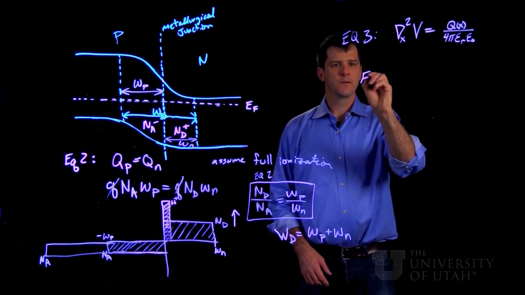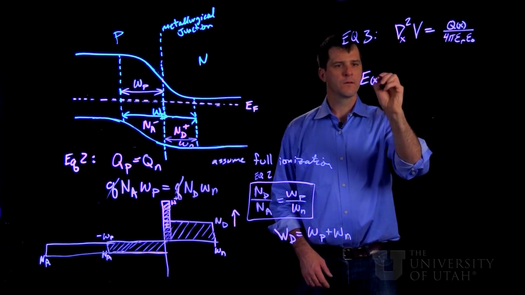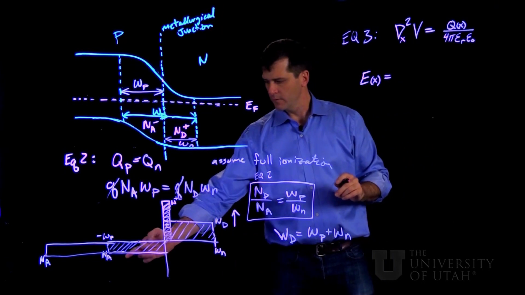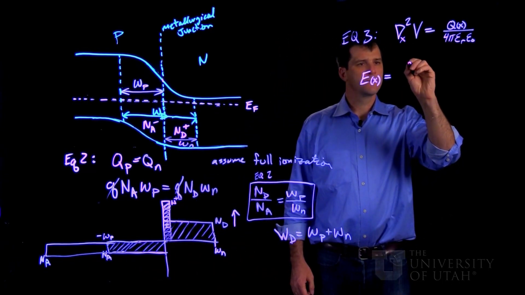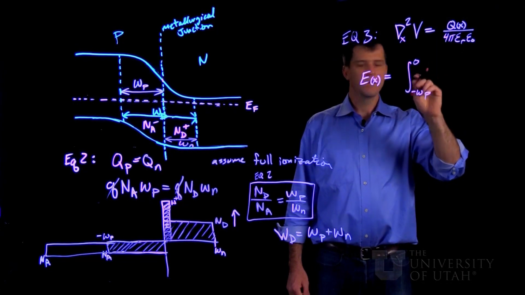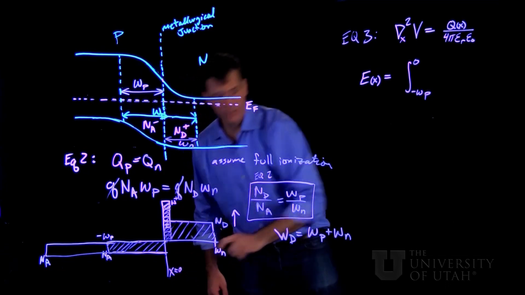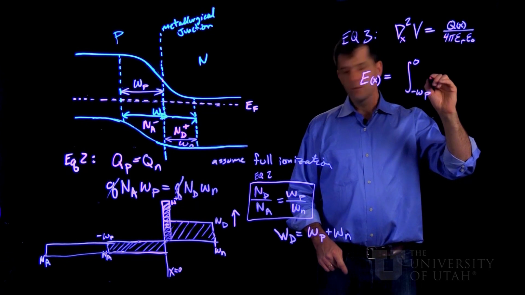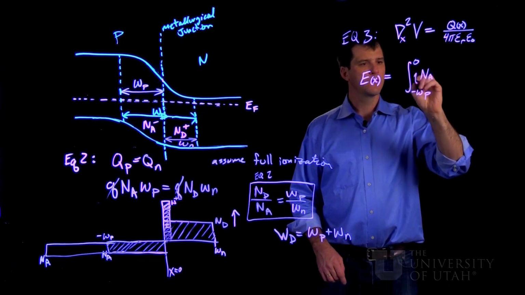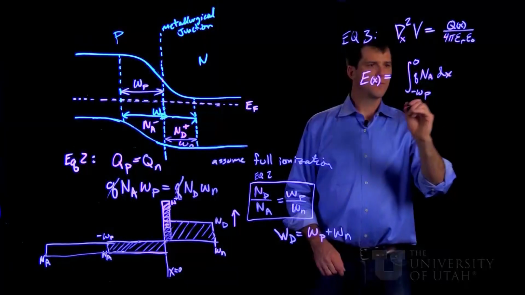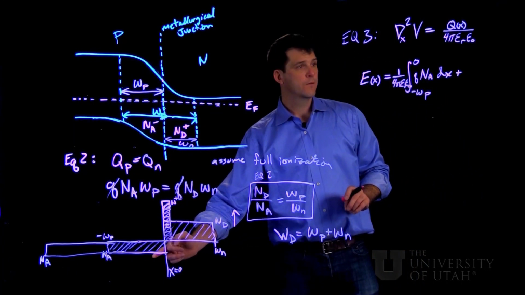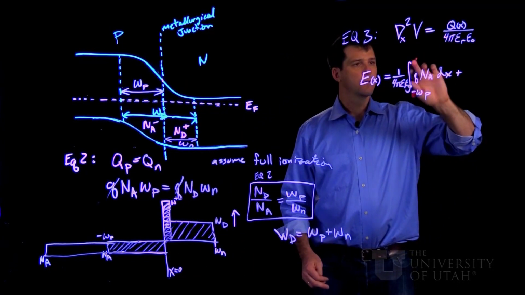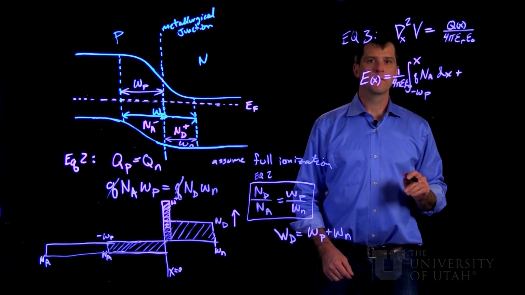So for example, we could get the electric field as a function of x for points between negative Wp and the metallurgical junction. We'll get, and I'm setting my x equals 0 here at this metallurgical junction. So we're going to be integrating over a charge density given by Na times Q dx. And then we pull out the 1 over 4 pi epsilon relative epsilon naught. Now if instead we want to go to a point that's not all the way to the metallurgical junction, we could just replace that limit there with x.